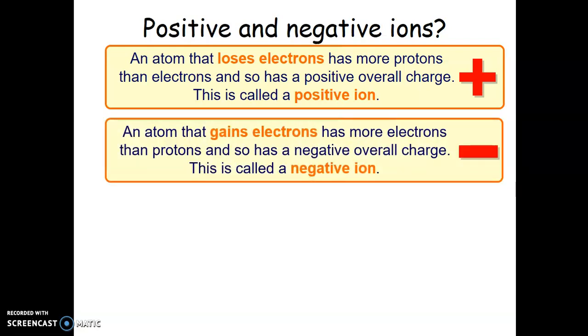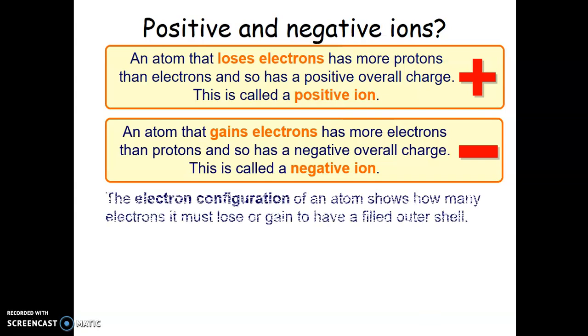When an atom gains electrons, it will then have more electrons than protons, and that means overall it will have a negative charge because it has more negative charges than positives. It will then become what we call a negative ion. Okay?